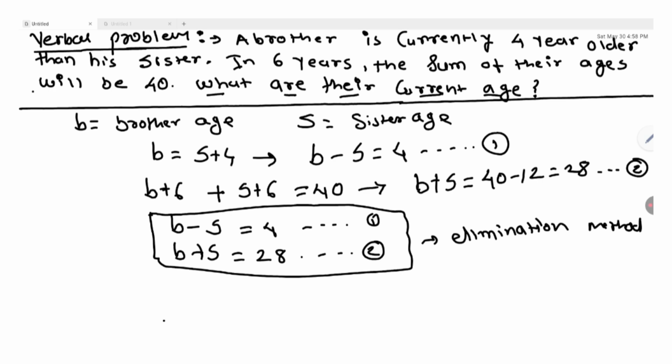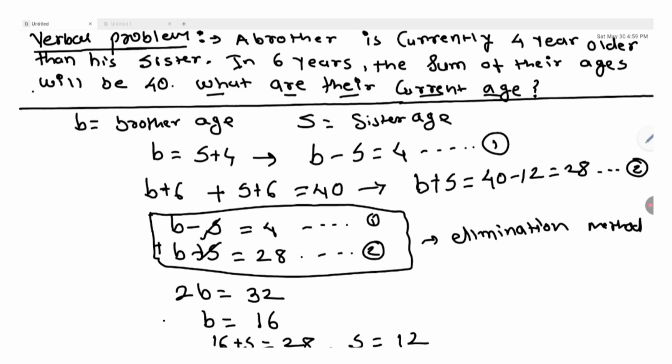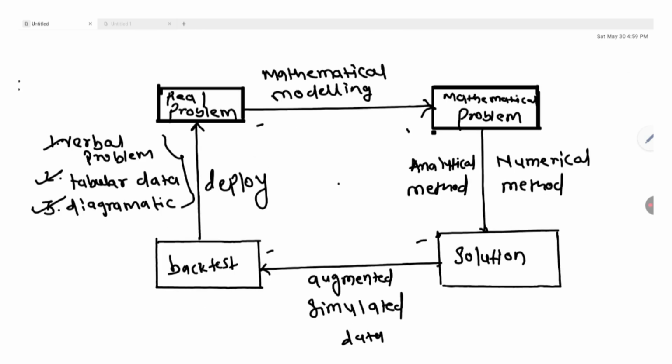Now we do not have to do much. We add both equations. So minus S plus S gets cancelled out. So twice B equals 32. So B equals 16. Okay. And if we use this particular equation, B plus S equals 28, and put the age as 16, so 16 plus S equals 28. So S equals 12. So using the analytical elimination method, we solved the mathematical problem to a solution.